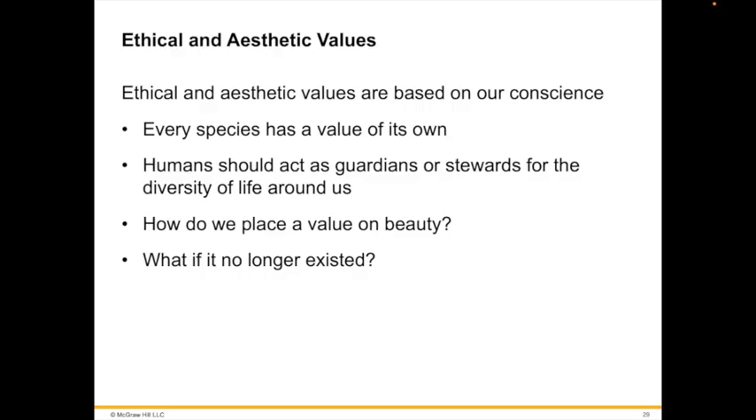Almost no one would deny the aesthetic value of biodiversity. A wild mountain range, a beautiful flower, or a noble elephant. But how do we place value on beauty, or on the renewal many of us feel when we are in natural surroundings? Perhaps the best way to do this is to consider the deep sense of loss we would feel if they no longer existed.